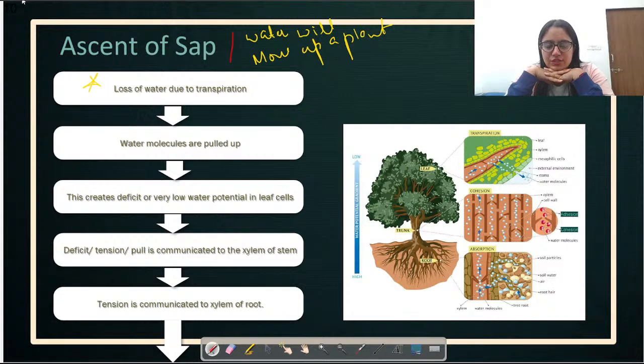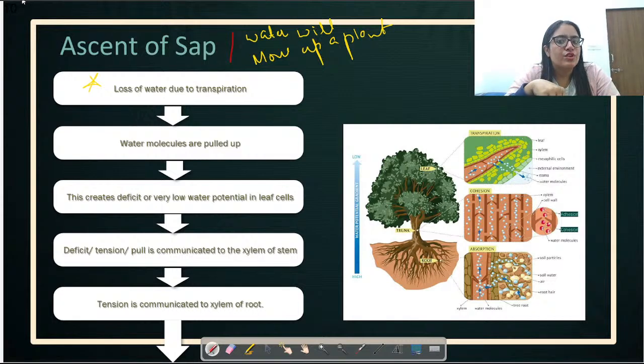So notice here, dear students, this is ascent of sap. The very first thing that will take place is loss of water from the surface of the leaf, because of the transpiration process. Whenever there is sufficient temperature outside in the environment, the water present in the leaf xylem will change its phase from liquid to vapor, and with the help of the stomatal openings, it will escape into the atmosphere.